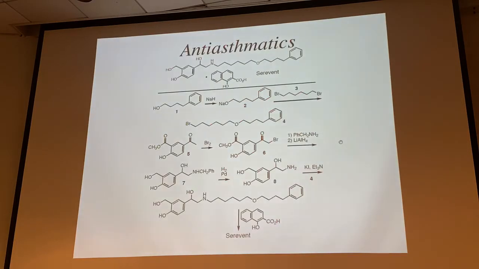Anyway, one more. Here's Serevent, another asthma drug. And you can see it's an amine here, alcohols all over the place, a couple benzenes. It's a salt. It has this naphthalene carboxylic acid salt form here. Actually, this proton can be donated to the nitrogen, forming the ammonium salt. This is the actual drug.